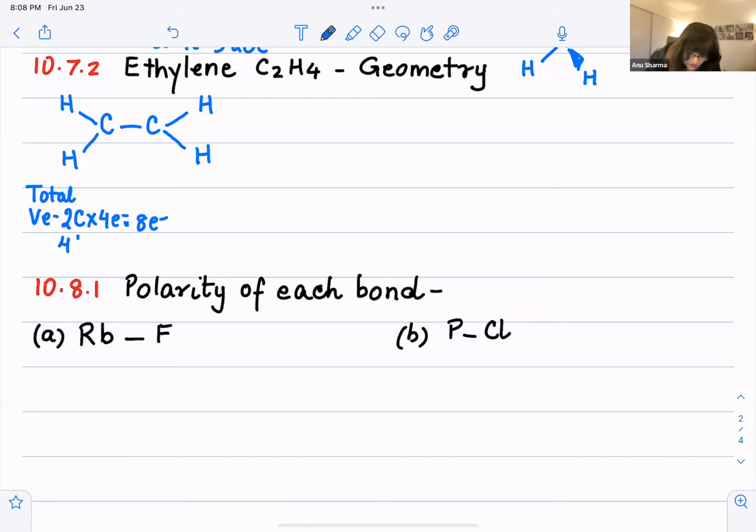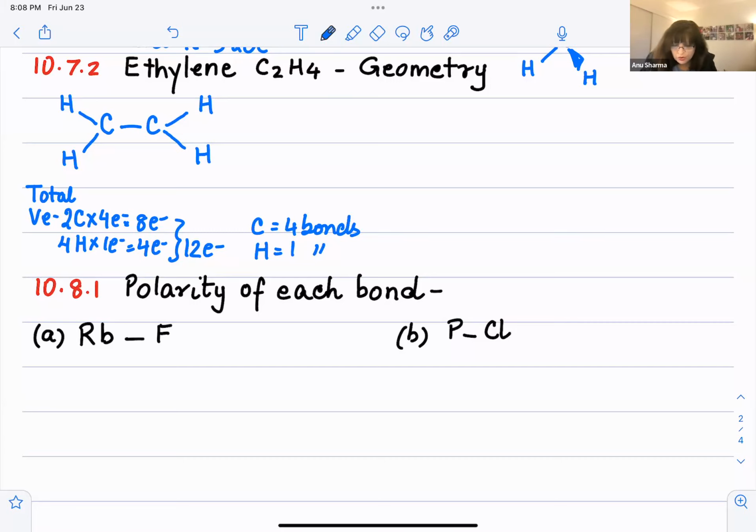There are 4 hydrogens and each is bringing 1 electron. So we have 4 electrons here. So the total is 12 electrons. That's one piece. Carbon makes 4 bonds always, and hydrogen only makes 1 bond. That is why we placed carbons in the middle, and hydrogens around it.